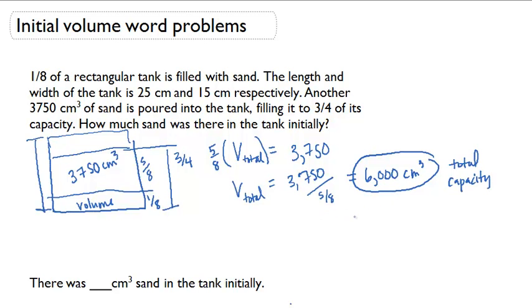Then I want to figure out the initial volume. The initial volume was just 1/8 of the total capacity. So if I do 6,000 times 1/8, that gives me 750 cubic centimeters. So there were 750 cubic centimeters of sand in the tank initially.